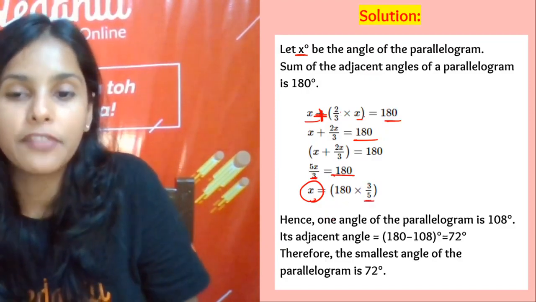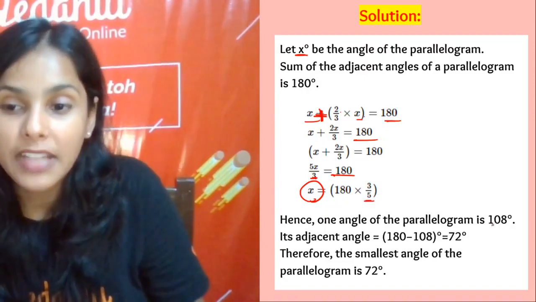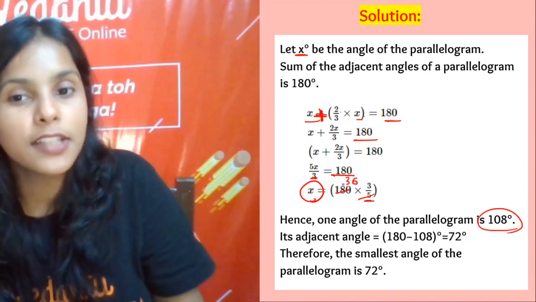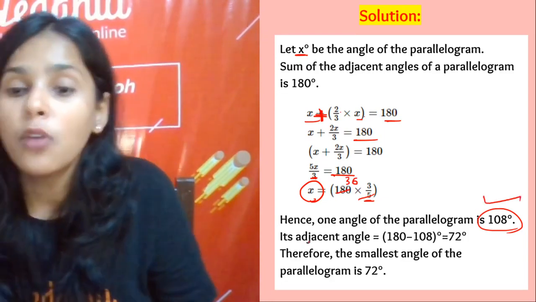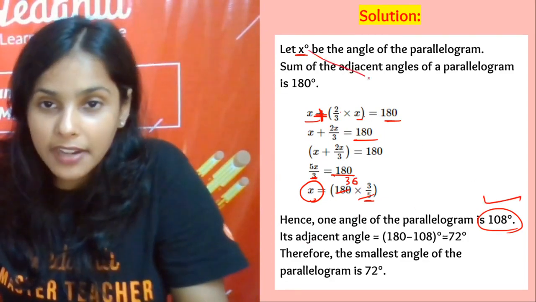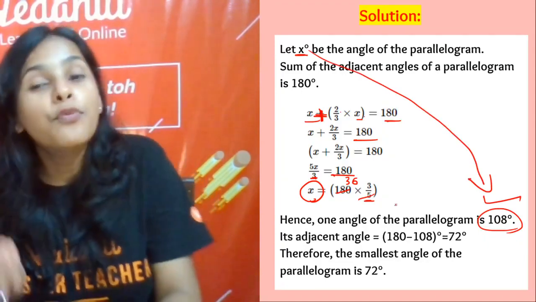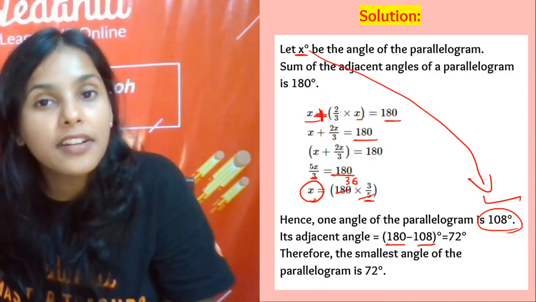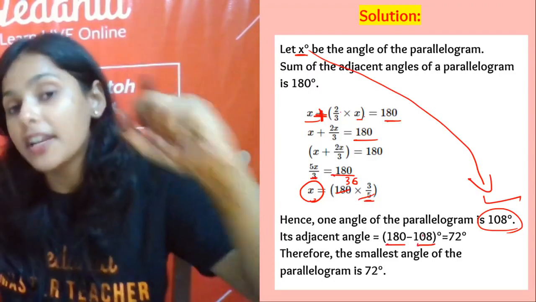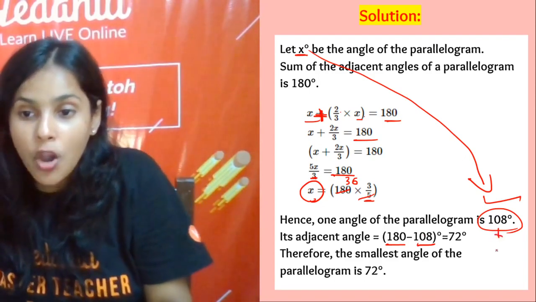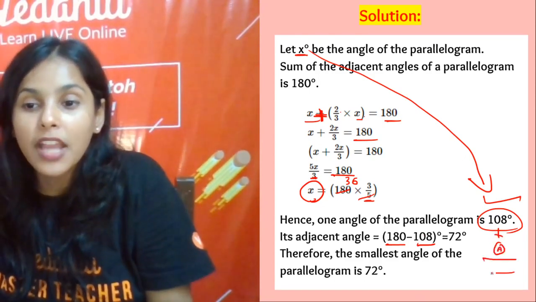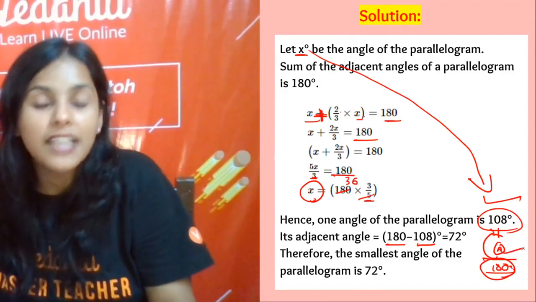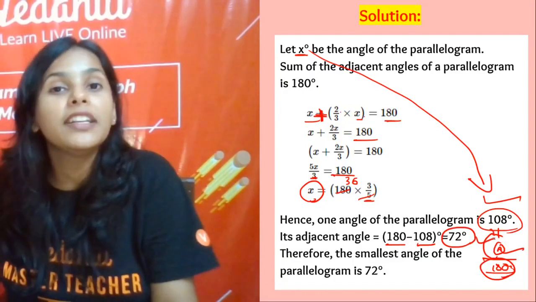So 3 upon 5 of 180, we know it is nothing but 108. Why? 5 36s are 180, 36 into 3, that is 108. Now, if one angle that you have let is 108, what is the adjacent angle? That will be 180 minus 108, because the sum of adjacent angles is 180. So 180 minus 108 gives the adjacent angle. So it is 72 degrees.